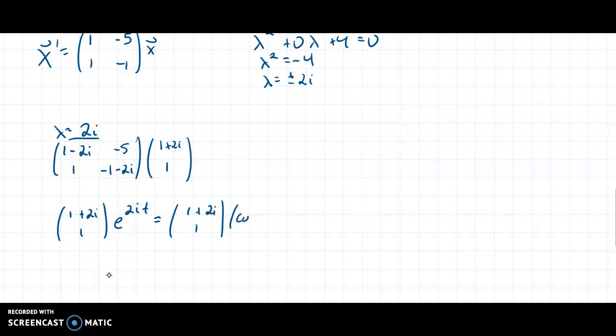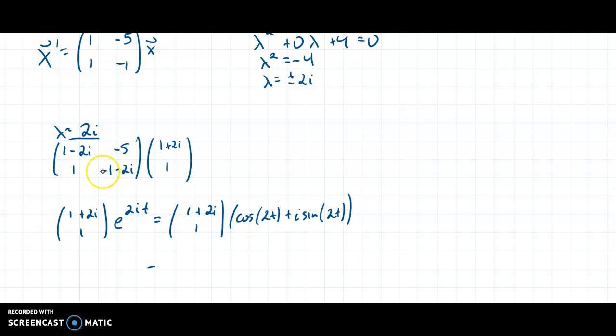That is just cosine of 2t plus i sine of 2t. Again, the reason why I chose the positive 2i here was so that I would get a plus sign here. If you take the negative right there, then you have to do a negative there. It does give you pluses here, though. Your choice.